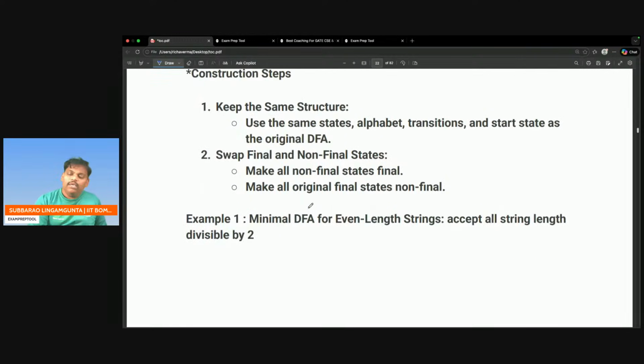Right? So keep the same structure. Everything is the same. Don't change anything. Swap final to non-final. Make all non-final as final. Make all final as non-final. Do that, then you will get the complementation.